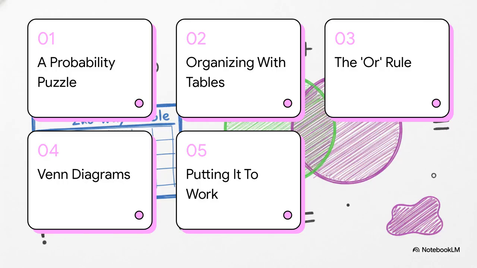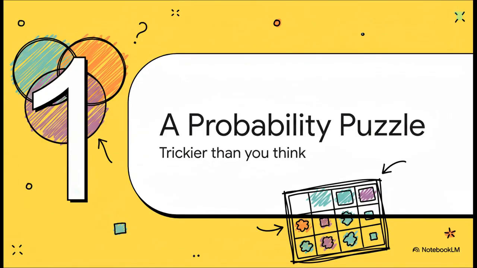So, here's our game plan. We're going to start with a puzzle. Then we'll build up our toolkit with two really powerful methods, two-way tables and Venn diagrams. After that, we'll learn the one rule you absolutely have to know. And finally, we'll put it all to work. By the end of this, you're going to be a pro. All right, let's kick things off with Section 1, the probability puzzle.